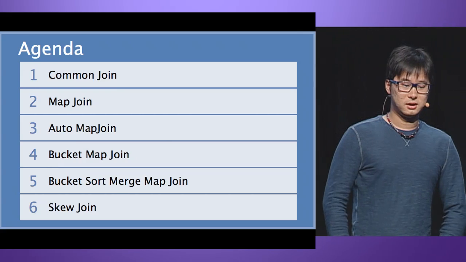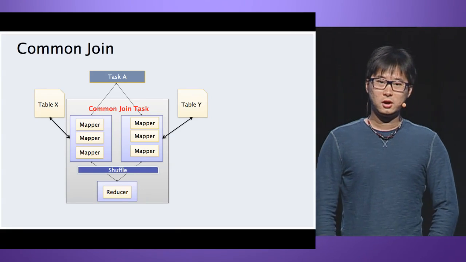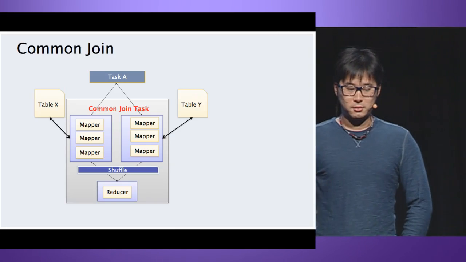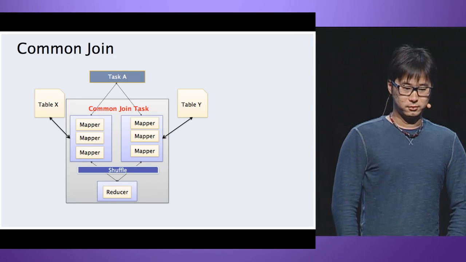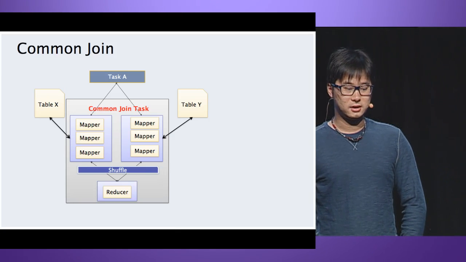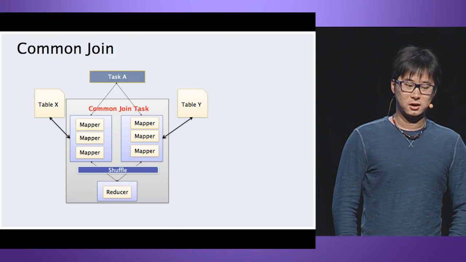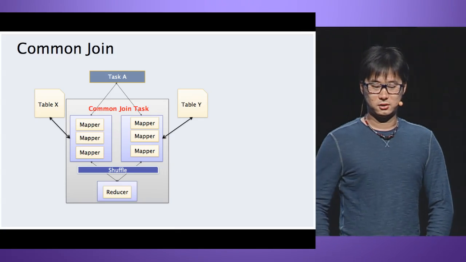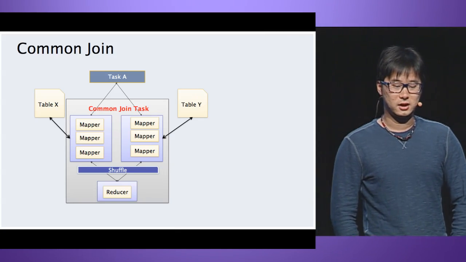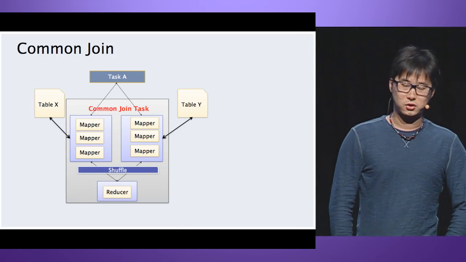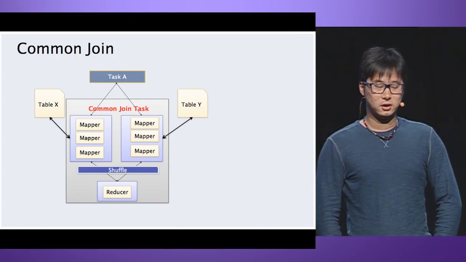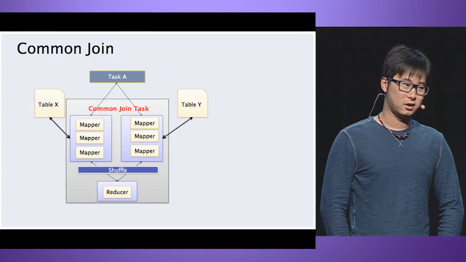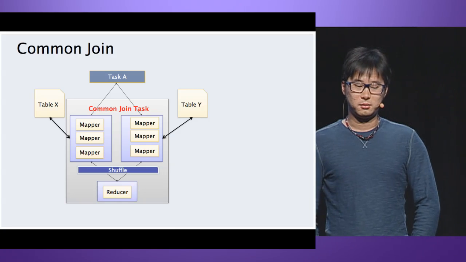So first, let's see what the common join is. For example, if we want to join table X with table Y, you launch a MapReduce job, and some of the mappers read the data from table X and emit the join key and the join value. The other mappers read from table Y, also emit the join key and join value, and put them into the shuffle stage. The shuffle basically sorts and merges all the results and puts them into a reducer. The reducer gets all the same join keys and join values and does the in-memory join.